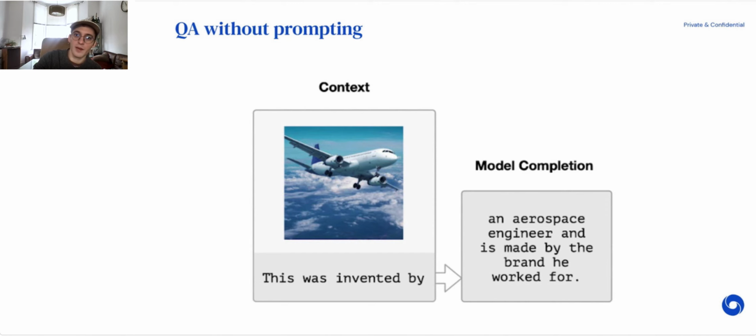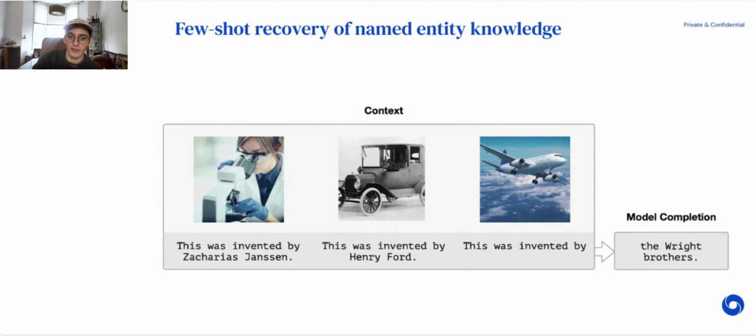But what we can do is prompt the model to show it what we really want to know, which is the name of a person who invented this thing, right? So when we show it in context a few examples of this, like a microscope, which was invented by Zacharias Janssen, and a Model T, which was invented by Henry Ford, this reminds the language model that it knows about named entities. It learned about loads of named entities during language modeling pre-training, right? And this prompting is able to remind the model that it knows about named entities and encourage it to please give us a named entity as the output.